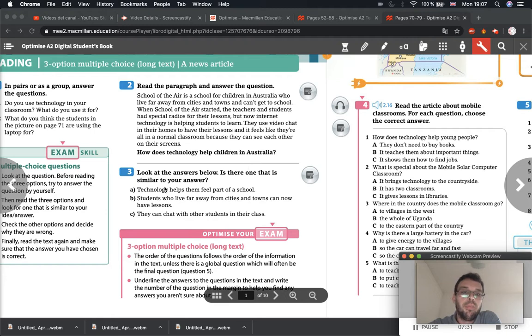Now, the answer you should have got, the correct answer to the question, is answer A. Technology helps them feel part of a school. And we can see in our text.